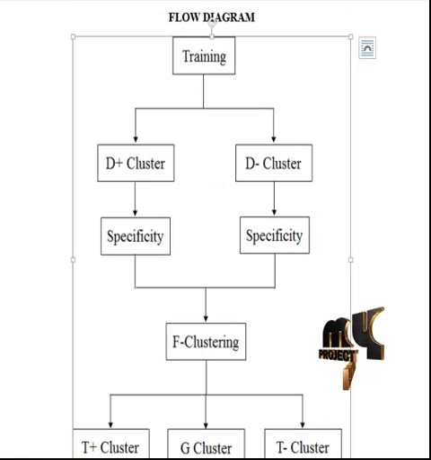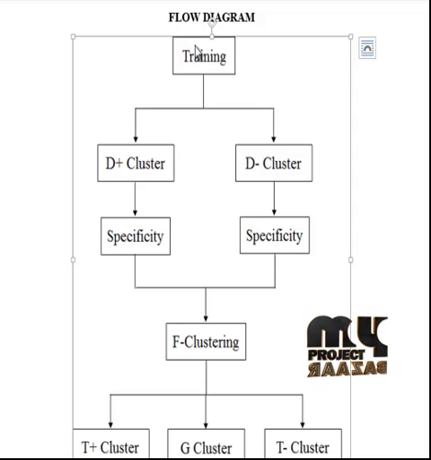Let me see the flow of the process. First, the input training dataset is obtained. The training dataset is divided into D plus and D minus clusters. For each cluster, the specificity value is calculated. The categorization of the D plus and the D minus cluster is identified by the number of relevant terms in each of the clusters.